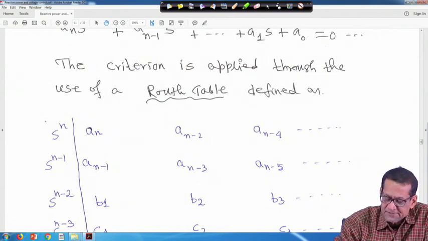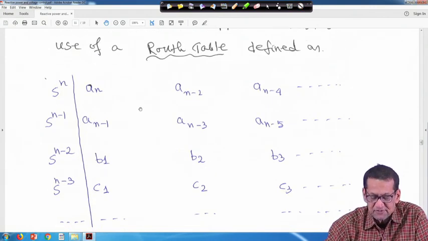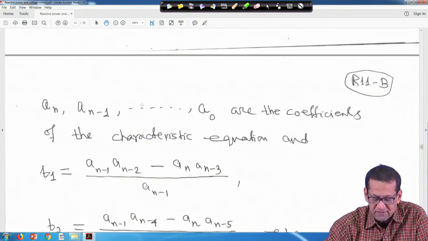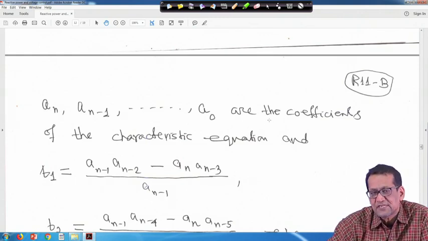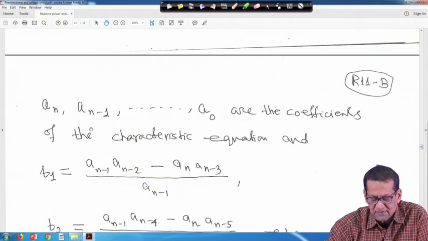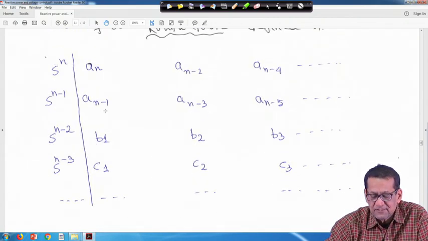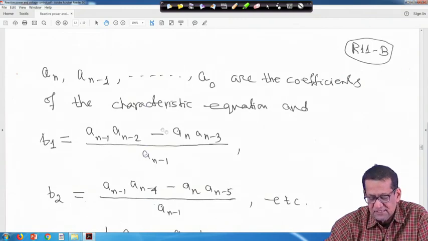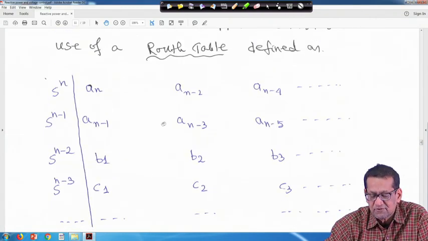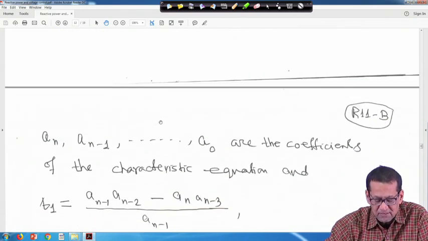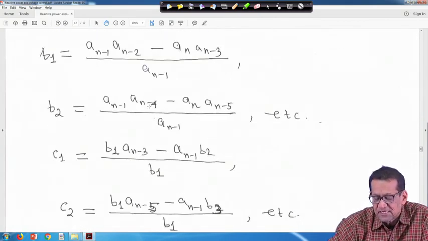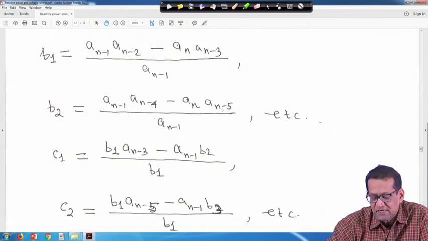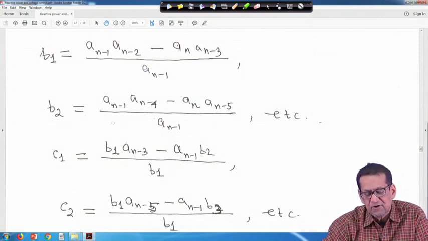So, we have b 1, b 2, b 3, c 1, c 2, c 3. Here a n, a n minus 1, ..., a 0 are the coefficients of the characteristic equation, and b 1 is a n minus 1 into a n minus 2 minus a n into a n minus 3, divided by a n minus 1. Similarly, b 2 will be a n minus 1 into a n minus 4 minus a n into a n minus 5, divided by a n minus 1, and so on. This way the computation goes.